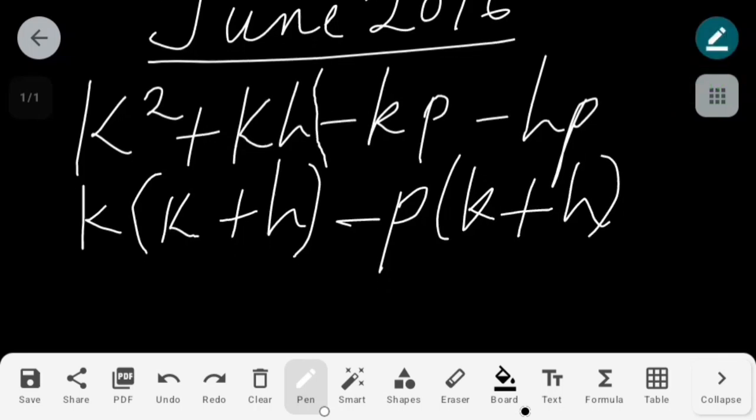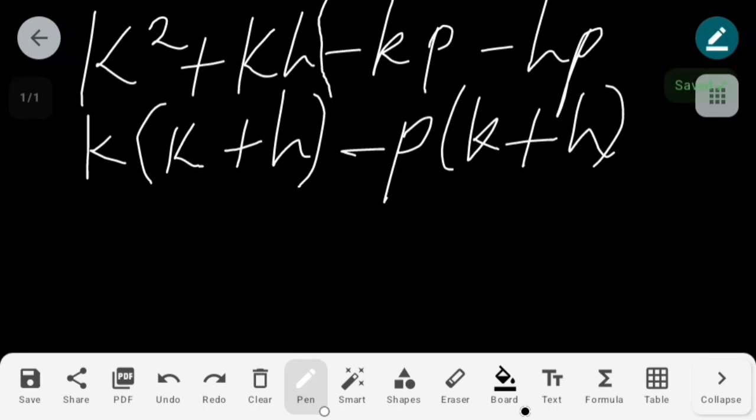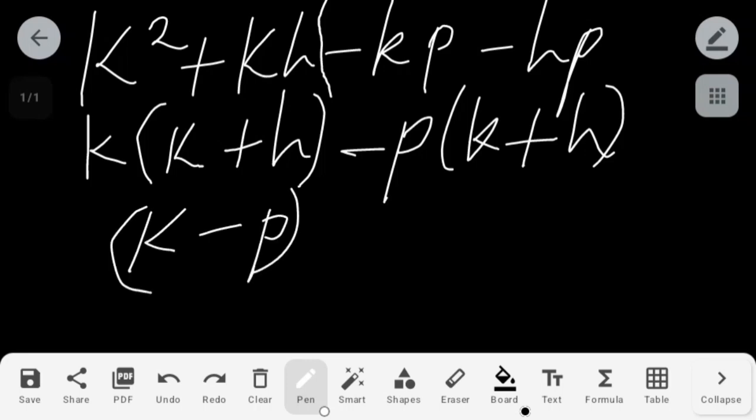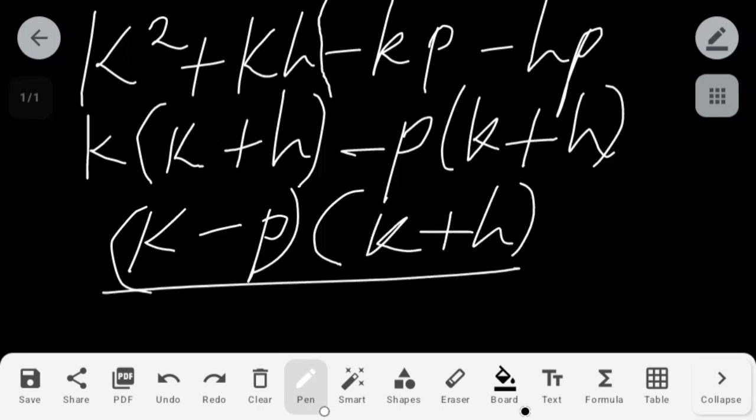So now our brackets are the same, and we are going to present our answer as k minus p, and the next bracket is k plus h, like this. So this will be the final answer to this.